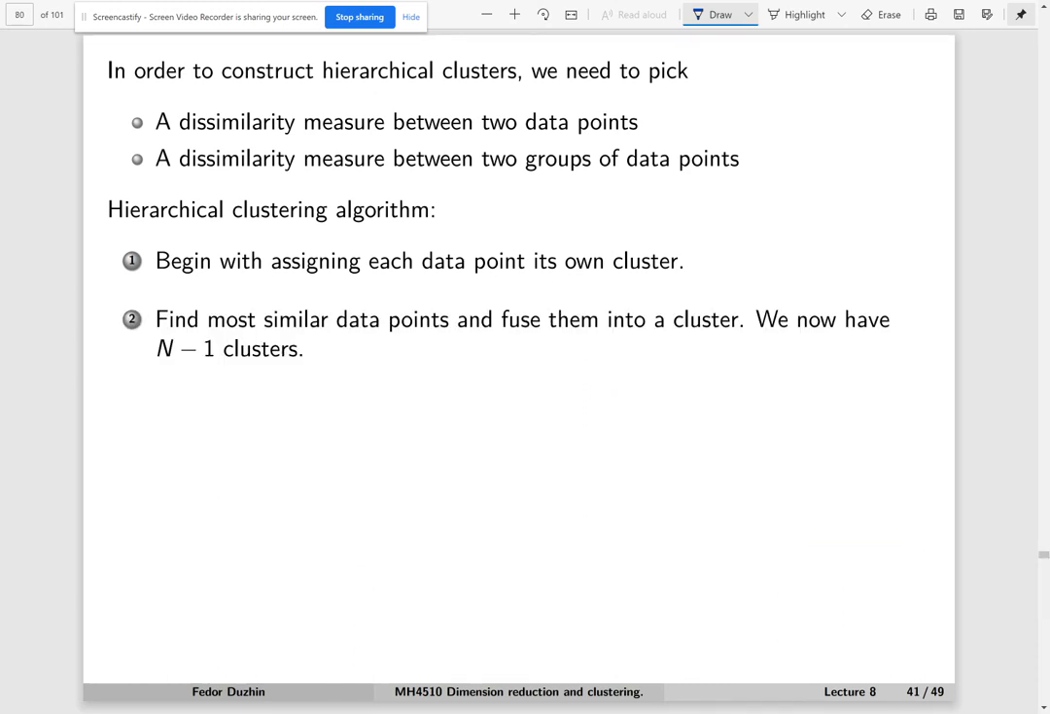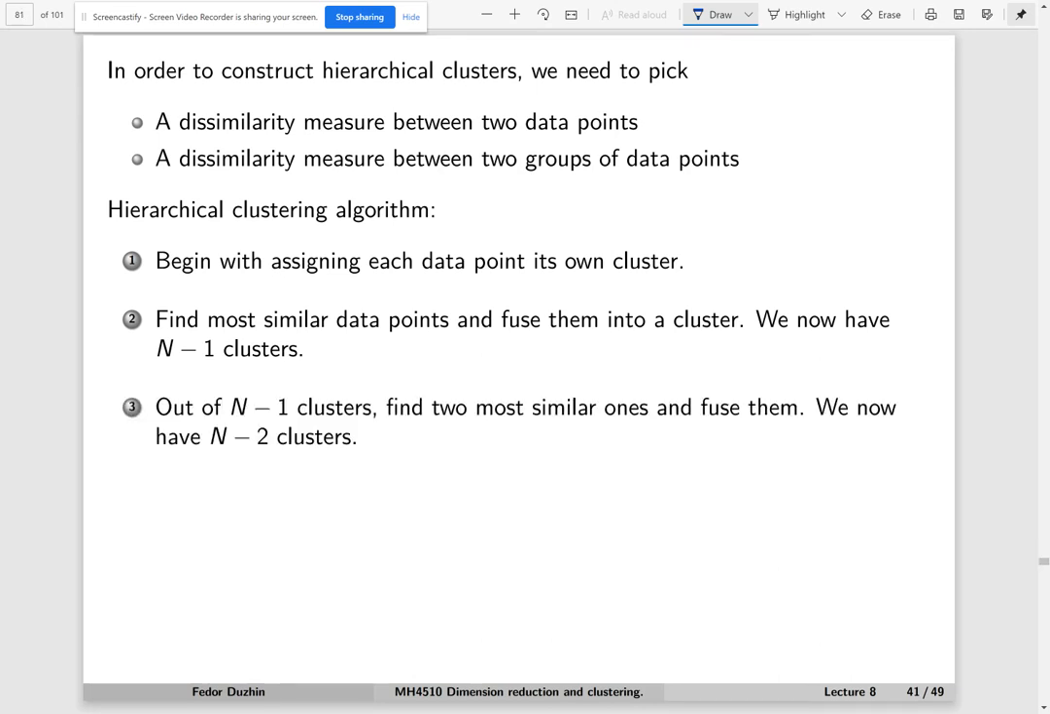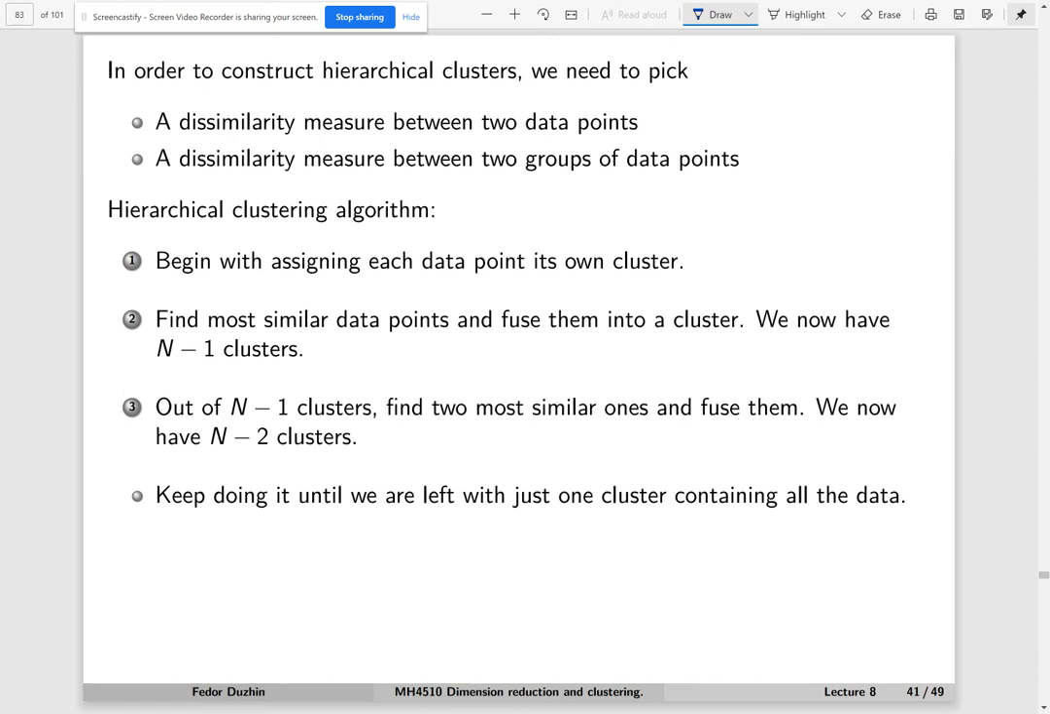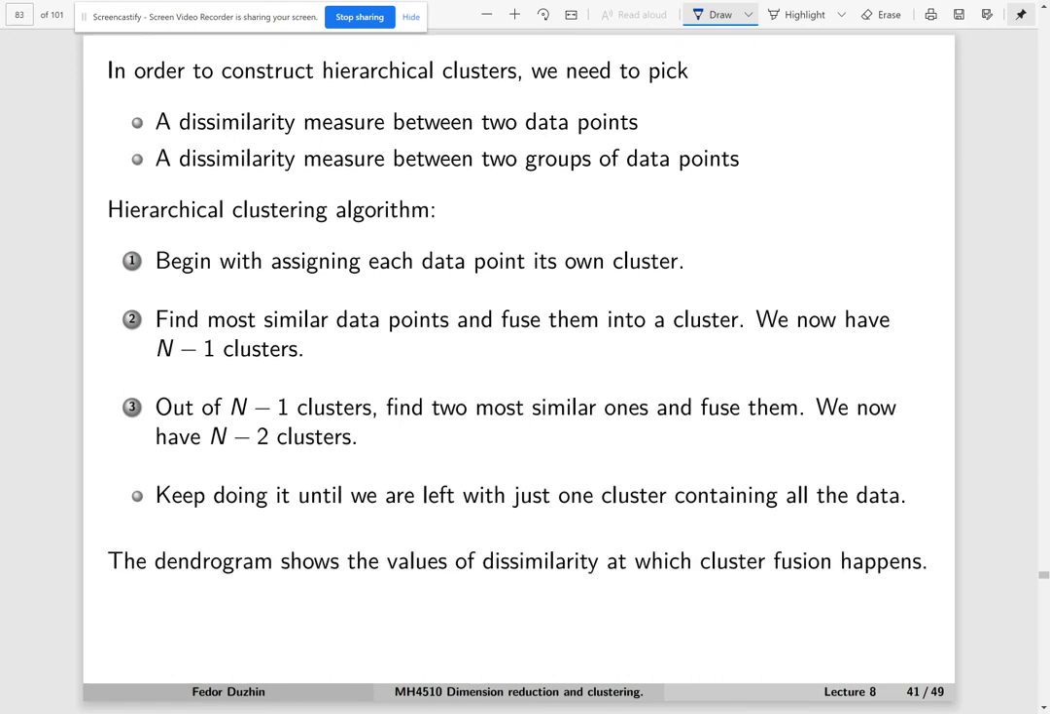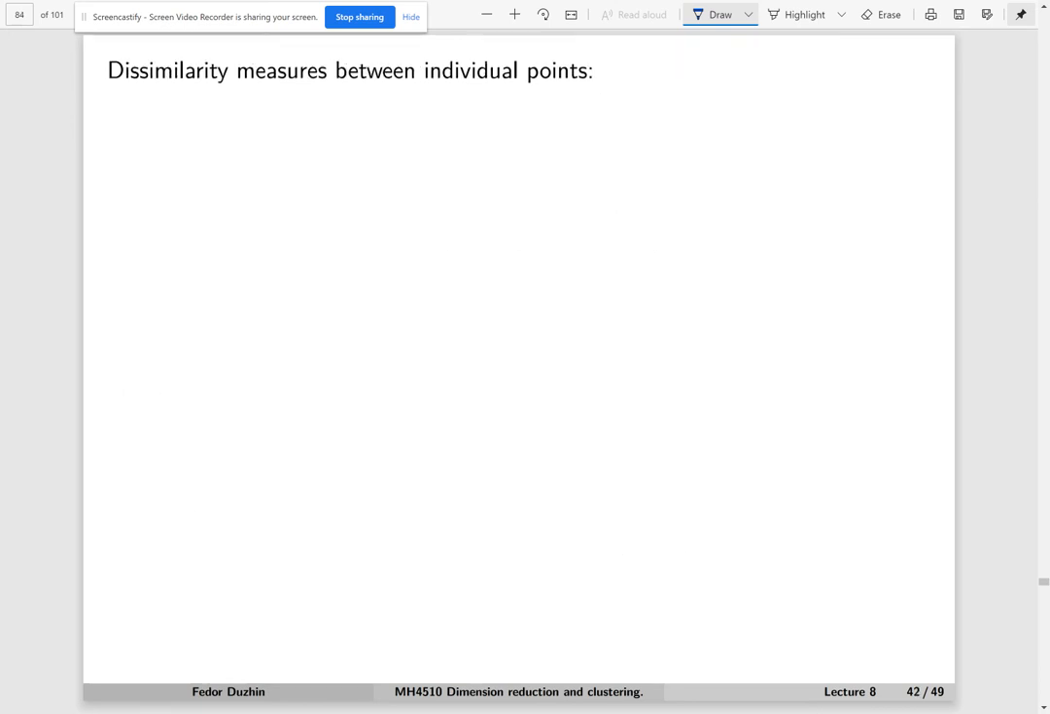So we find the most similar data points and fuse them into a cluster. Then we find the 2 most similar clusters and fuse them, and so on, until we are left with just 1 cluster containing all the data. The dendrogram shows the values of dissimilarity at which cluster fusion happens. So if there is a large interval of dissimilarities at which no fusion happens, it would be natural to pick the number of clusters according to this interval.